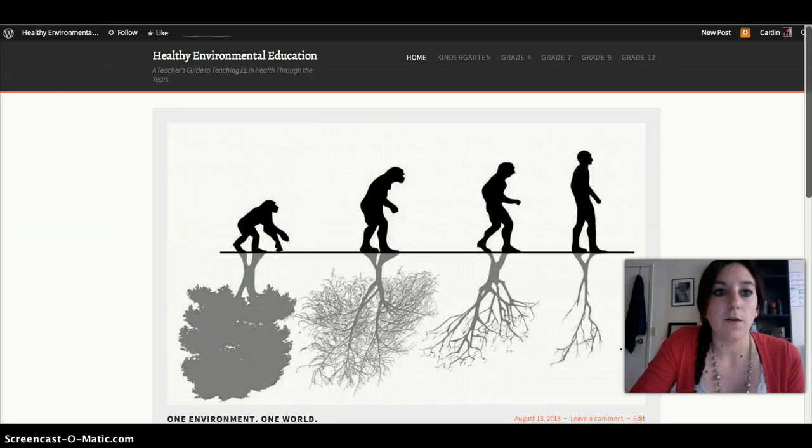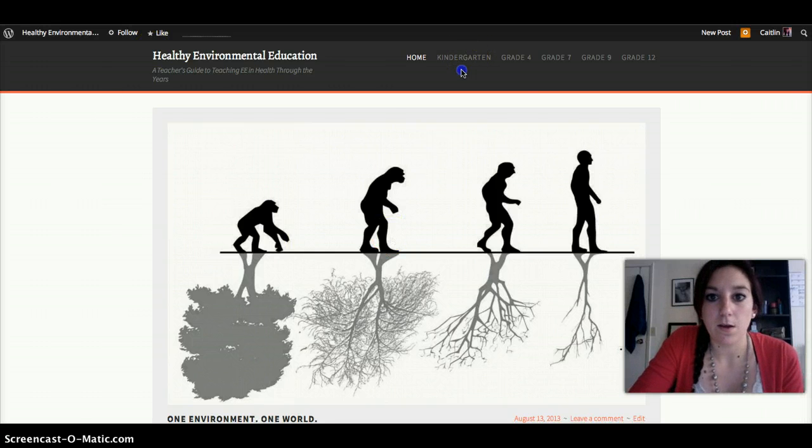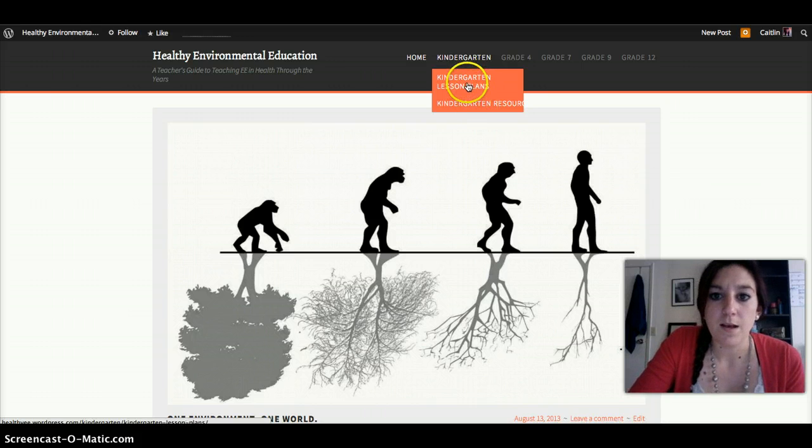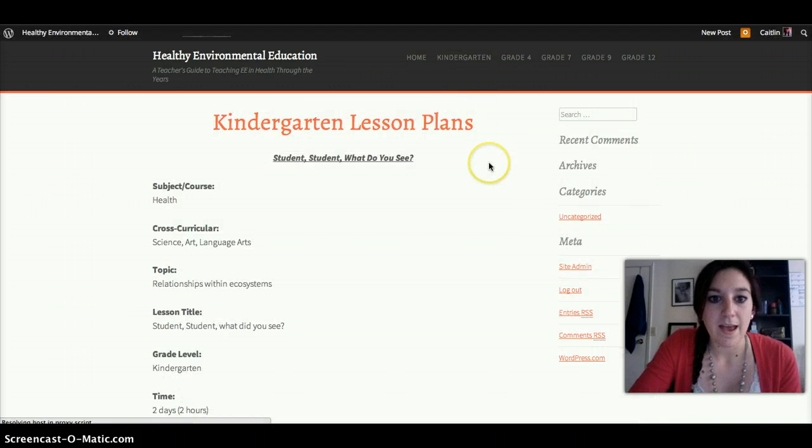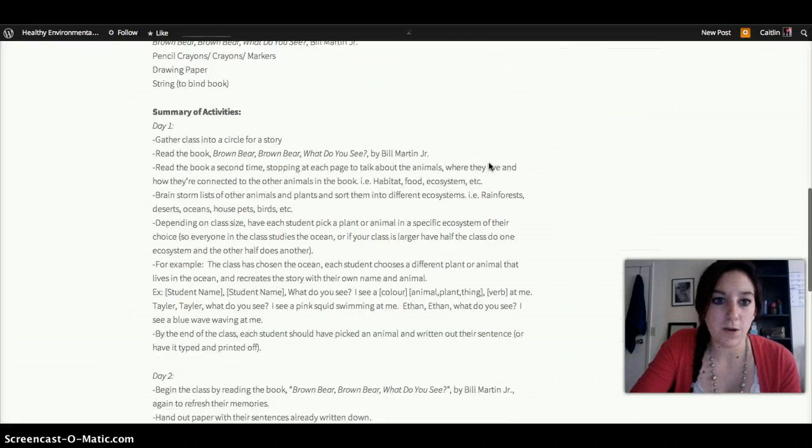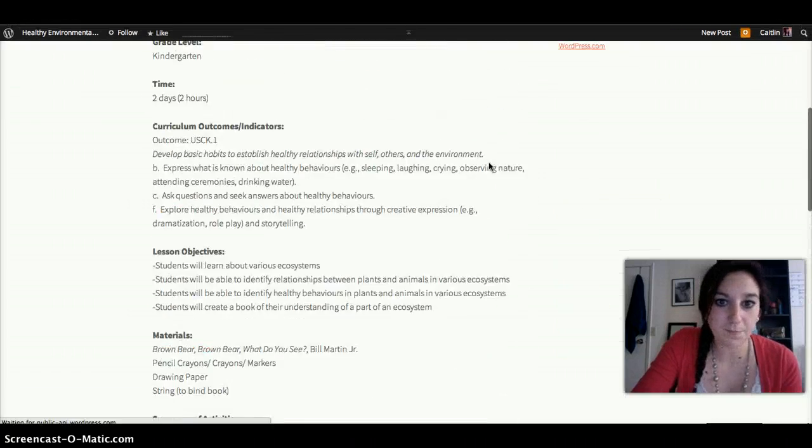So we will start where everyone starts, in kindergarten. As you can see, when I highlight over it, kindergarten lesson plans pops up, followed by kindergarten resources. So we'll start by clicking on kindergarten lesson plans, and it'll take us over to a sample lesson plan that I created.